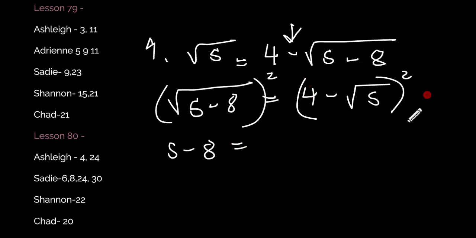Equals, now we have to FOIL this. You can't do 16 minus 5. This is the same thing as this times this itself. But the mature way, which I always do, and I'm so happy that I know how to do it, the mature way in FOILing a binomial, is you square the first term.